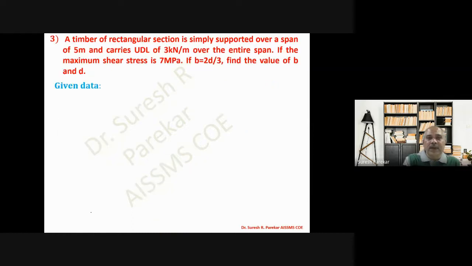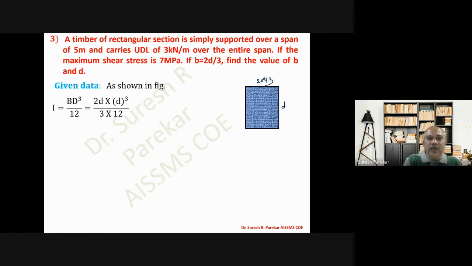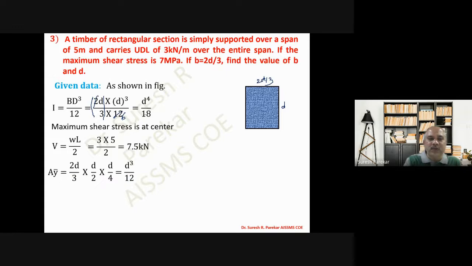Then we have the third problem, a timber beam of rectangular section, simply supported. This is given as 2D by 3, and this we have as D. And then we have I as BD cube by 12. B we have as 2D by 3, so this is B, D cube by 12, and then D4 upon 18, because 2 ones are 2, 2 sixes are 6, and 6 threes are 18. Then maximum shear stress is at the center. V is equal to WL by 2, because we have a UDL throughout the span, and we have 3 into 5 by 2, 7.5 kilonewton.